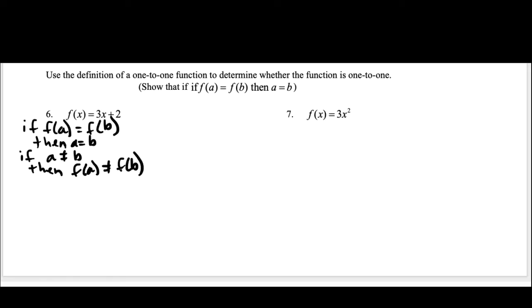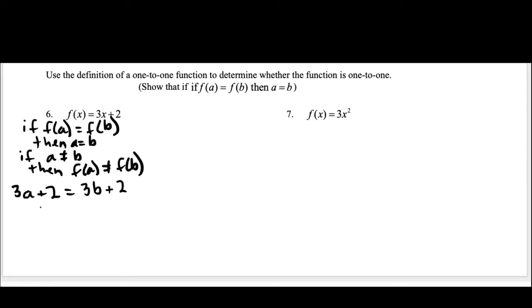So I could choose one of these conditions and use it as a test. Let's choose this first one. Basically, if you evaluate f of a, it would be 3a plus 2. F of b would be 3b plus 2. And I would want to simplify this down to see if it simplifies down into the statement a equals b.